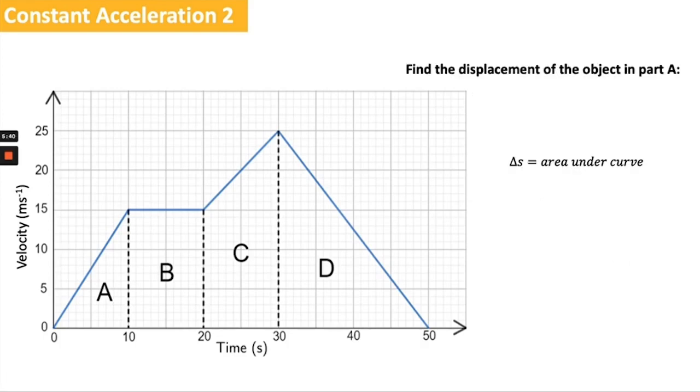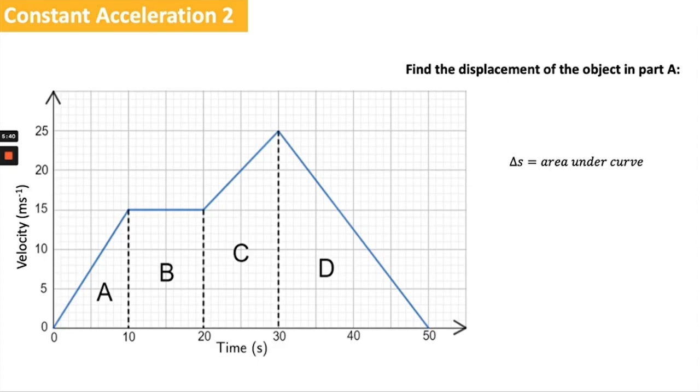Okay, so we're going to need to do each section one at a time. If we look here, we can see some geometric shapes. Section A is a triangle. I need to use the formula for the area of a triangle. Section B is a rectangle. I'll use the formula for the area of a rectangle. Section C is a trapezium. I very much recommend you are using the formula for the area of a trapezium.